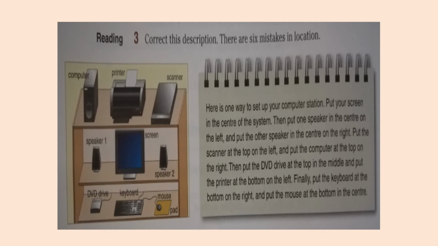Okay, so let's practice what we have learned to correct this description. If you look at the left, this is what we call a computer station. We have the computer, the printer, the scanner, speaker 1, screen, speaker 2, DVD drive, keyboard, and mouse pad. On the right, we have a description of this computer station, but there are some mistakes. There are 6 mistakes in location, so we need to correct this description.